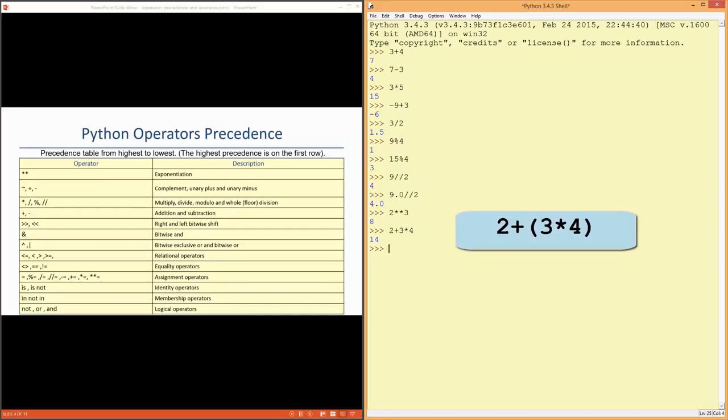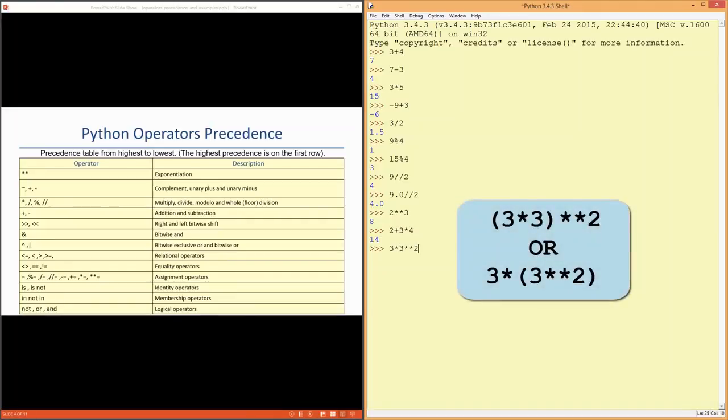Let me give you another example. Imagine you typed something like 3 * 3 ** 2. Try to guess the answer for this operation. If you multiply 3 times 3 first and raise it to the power of 2, then the answer would be 81, because that would be 9 to the power of 2. However, if you raise the 3 to the power of 2 first, that would be 9, and then you will multiply it by 3, so the answer would be 27.